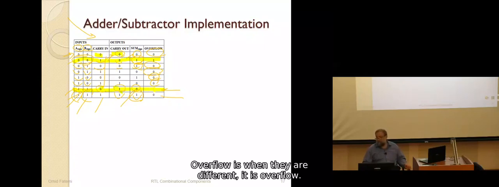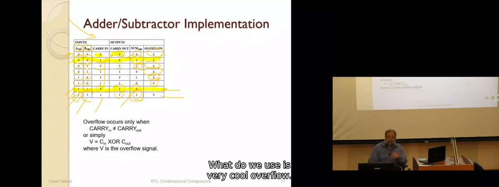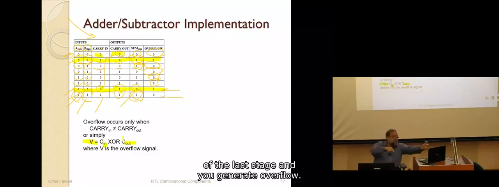So very simple. Overflow is what? When they are different, it is overflow. What do we use? XOR. XOR is very good. So the overflow function is the XOR of carry in and carry out. Very simple. So if you have a full adder, you just XOR the carry in of the last stage with the carry out of the last stage, and you generate overflow.